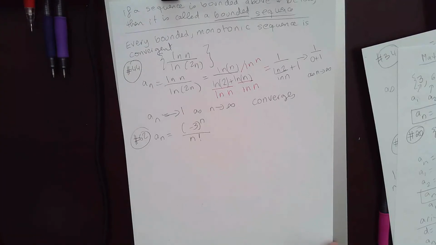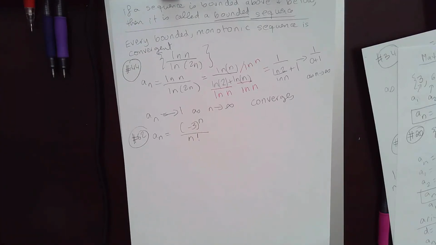So here, number 62, let's take a look at an equals negative 3 to the n over n factorial. Remember from n factorial what this is? It's n times n minus 1 times n minus 2, all the way to 1.